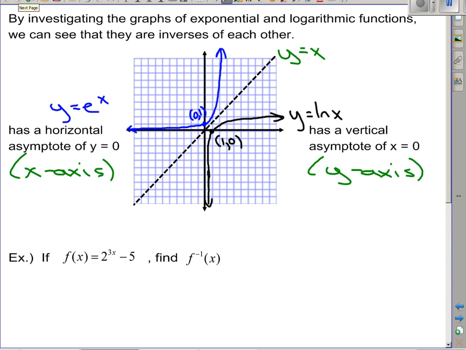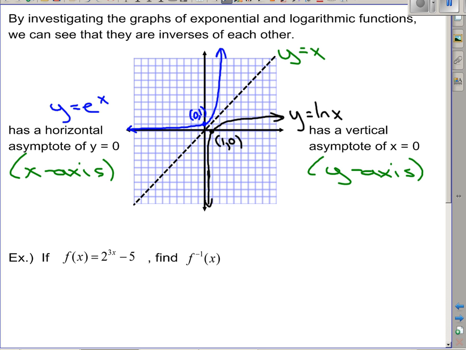Okay, by looking at the graphs of exponential and logarithmic functions, we can see that they're inverses of each other. So I just drew them here. In blue, you've got y equals e to the x. In black, you've got y equals ln x. So those both are talking about a base of e. Y equals e to the x has a horizontal asymptote at y equals 0, so it never crosses the x-axis. Y equals ln x has a vertical asymptote at x equals 0, which is the y-axis.